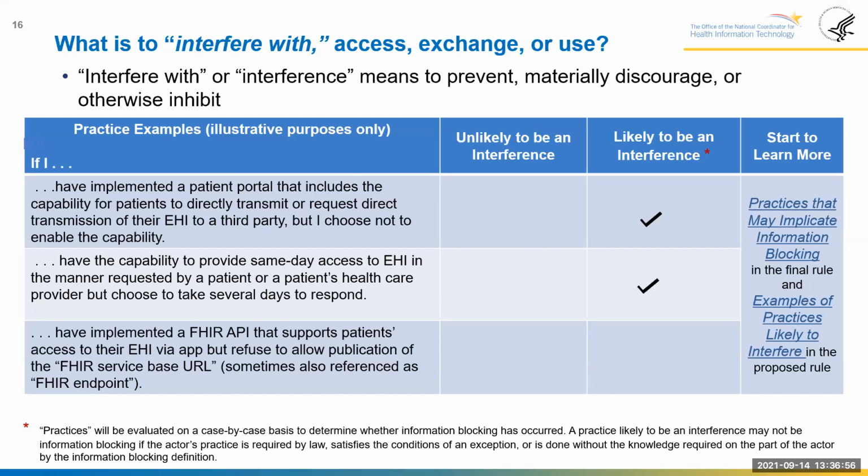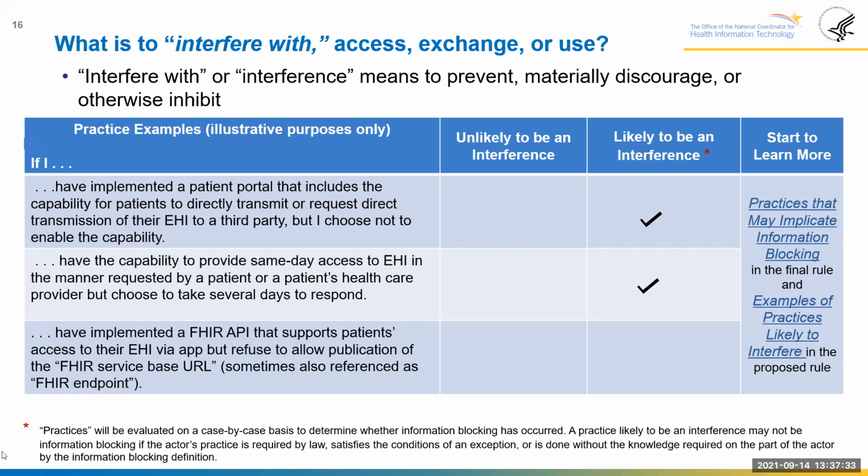Now, I do want to say there could be reasons to choose that might be consistent with an exception. So remember, we're trying to give relatively simple answers and give some specific examples to try and illustrate, as Dr. Mason said a moment ago, what are some things that might fit this description of interfere with or interference, meaning to prevent, materially discourage, or otherwise inhibit?